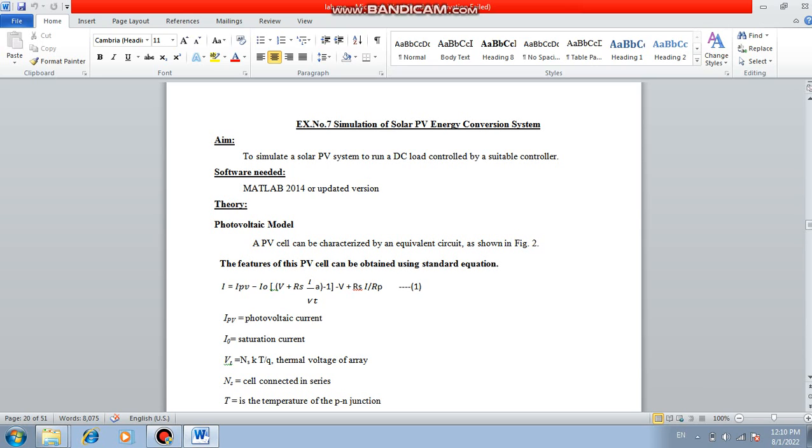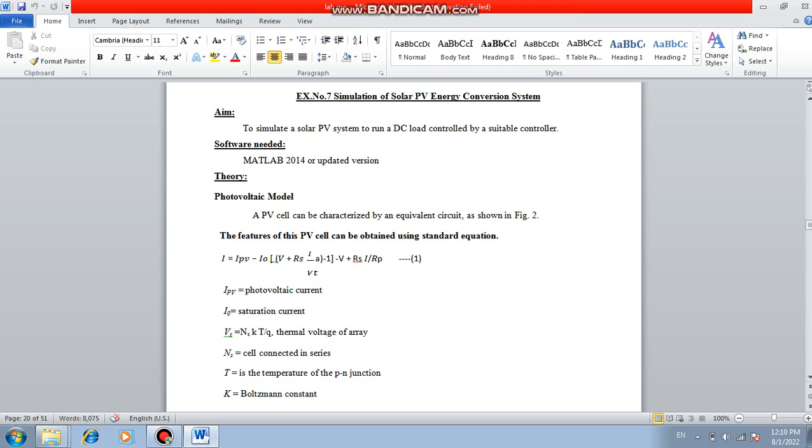The charge controller may be built with a chopper circuit. It may be a buck converter, boost converter, or buck-boost, and depending upon your load, you can choose the type of controller. This is the objective of this experiment. In software, you need MATLAB 2014 or an updated version.